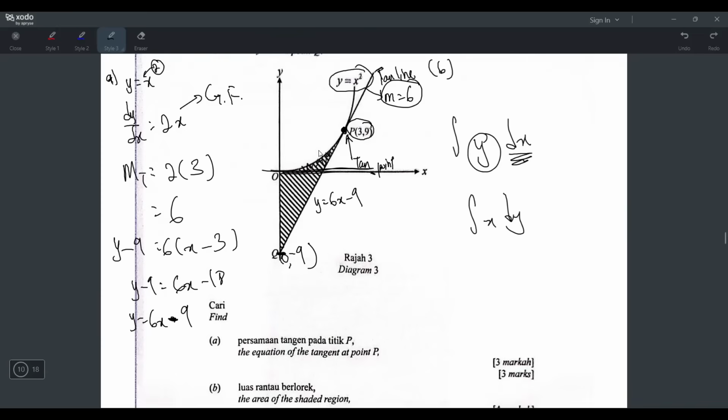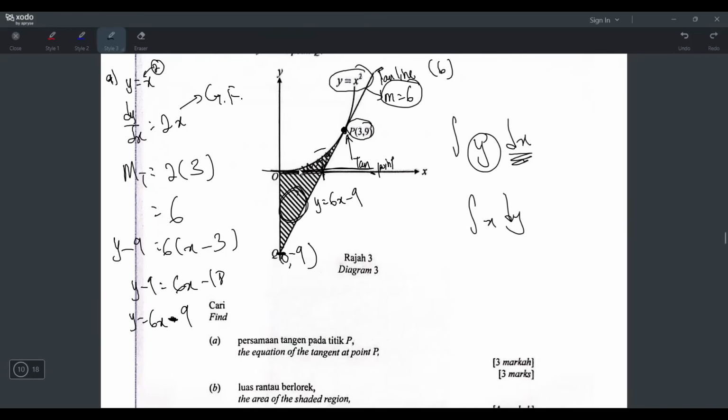So this region is above the x-axis, but this one is below, so you have to find it separately. But for the bottom region, you can use area of triangle also, 1 over 2 times base times height, but you need to find out this one, but you can find it easily. Just sub y equals 0 here, then you can find it already. And then you can find your area of rectangle. But for the top part, you cannot integrate once.